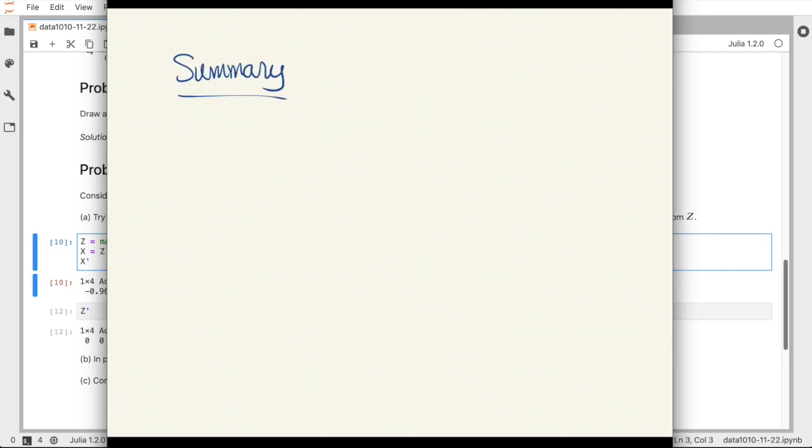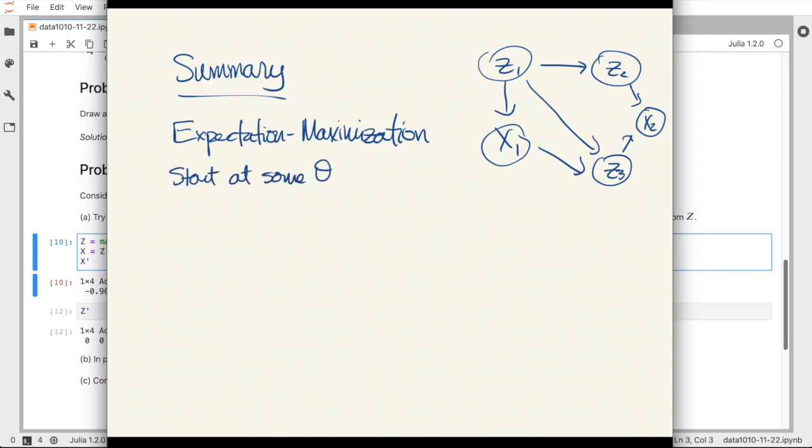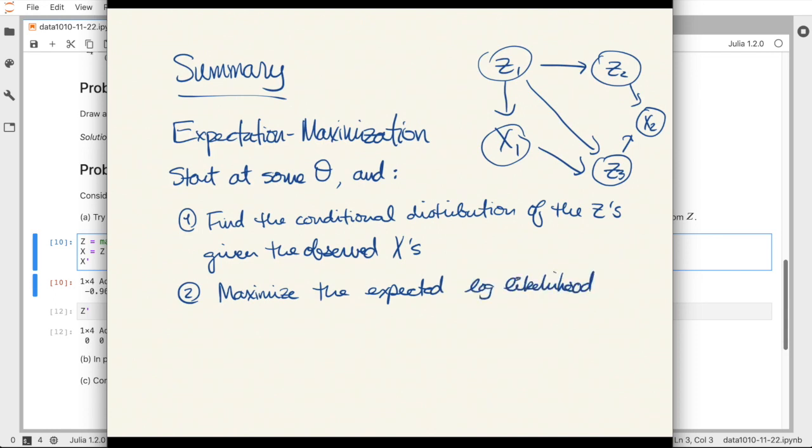So in summary, expectation maximization can be applied to any situation where we have a model for some observed data, which involves some specified relationships with some unobserved hidden variables, which we call z. And given a collection of observed x values, we'll start at some choice for this collection of model parameters, theta, and then we'll repeatedly alternate the following two steps. Find the conditional distribution of the z's given the observed x's. And then second, we maximize the expected log likelihood of the x's and z's.